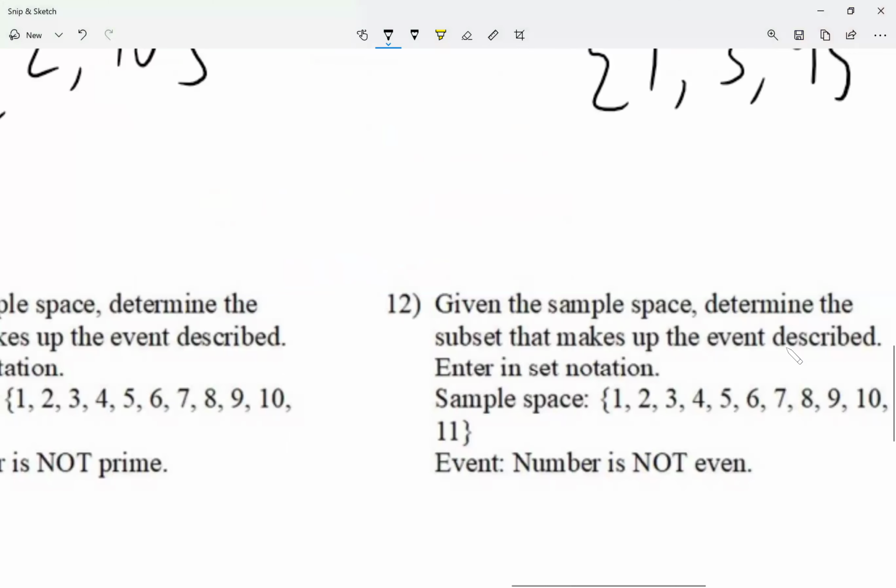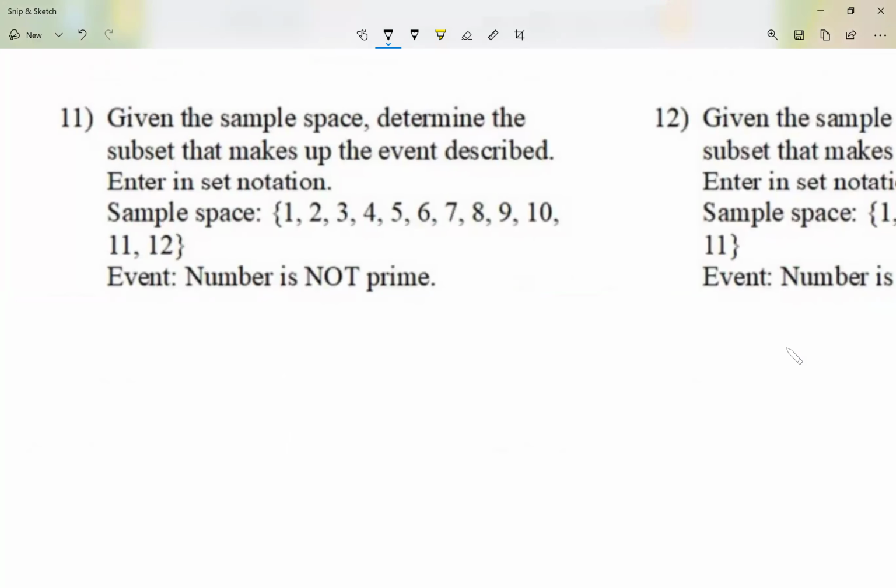Let's take a look at question number 11. Given the sample space, determine the subset that makes up the event described and enter it in set notation. My sample space, you see my numbers there, 1 through 12. My event: number is not prime. So let me not circle the prime numbers. Let me circle the numbers that are not prime.